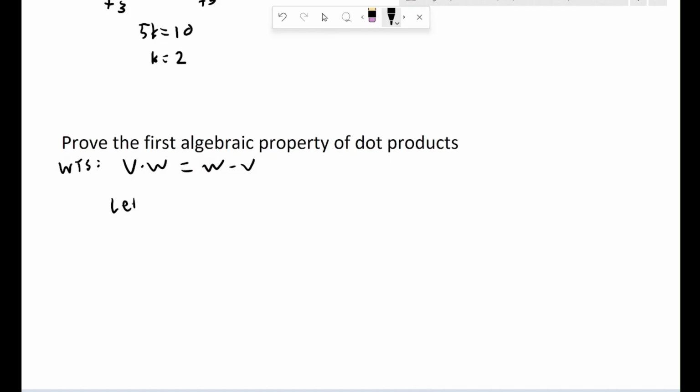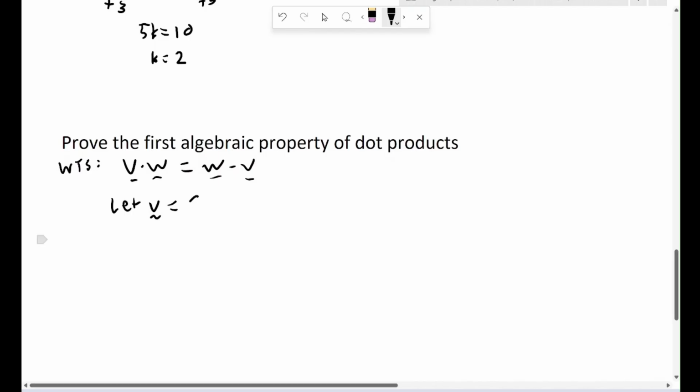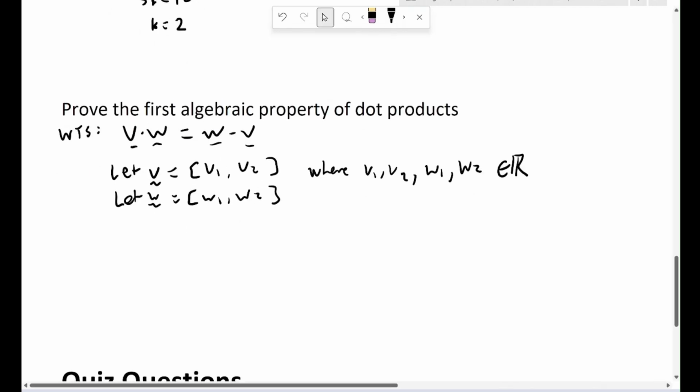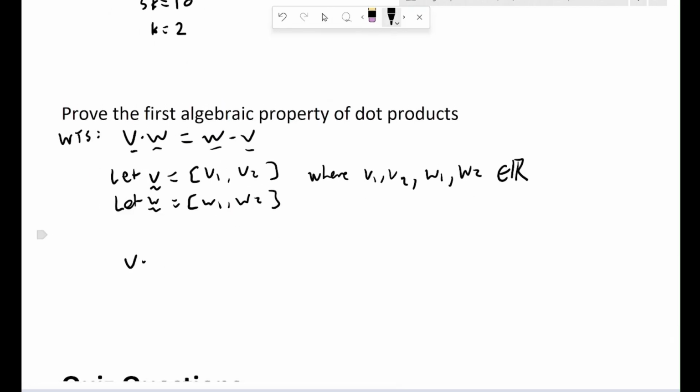So we're going to say let v equal, I should have lines under all these vectors, v should be (v1, v2), and w equals (w1, w2), where all these numbers are just real numbers. Okay, great. So if we look at v dot w, that's going to be a number. It's going to be v1 w1 plus v2 w2.